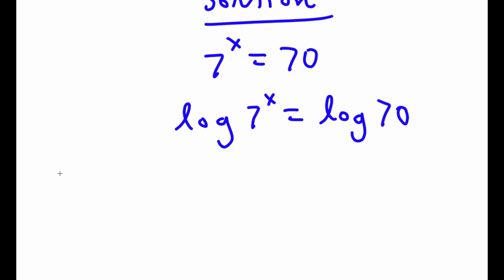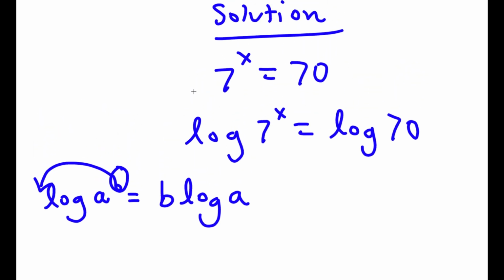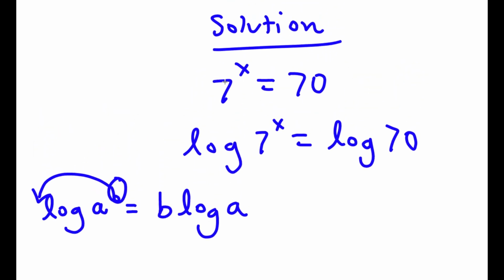Now, an important property of logarithms is that if I have something in the form log a to the power of b, I can actually move this exponent b to the front of the logarithm. So this is actually going to equal b times log a. And this property is really important because this changes an exponent into an actual term. And look at this problem. Right now, x is an exponent, and it's really hard to solve for x because x is going to be a decimal.